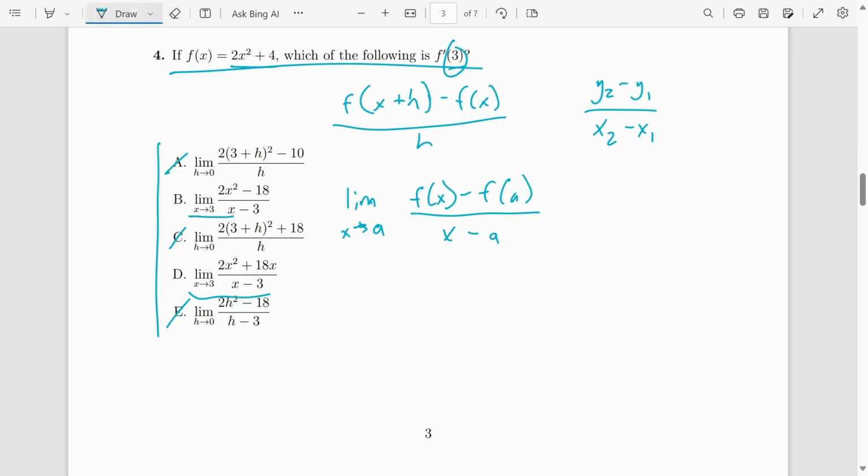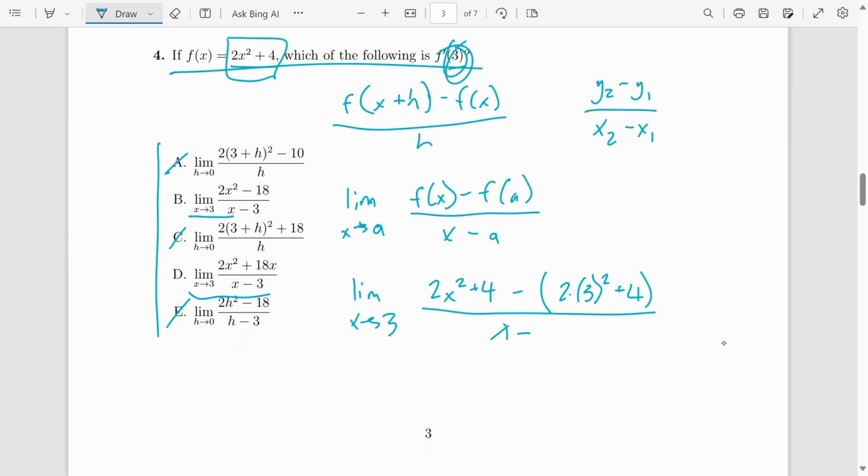So plugging everything in, we get the limit as x approaches, in this case 3, of f of x, so that's just 2x squared plus 4, minus f of a, so the same thing, but we substitute x for a, and a is 3, so it's going to be 2 times 3 squared plus 4. And then on the bottom, we still have our x minus a, which is x minus 3. Now that we have this set up, we can simplify this fractional part, and we should get our answer, assuming we did everything correctly.